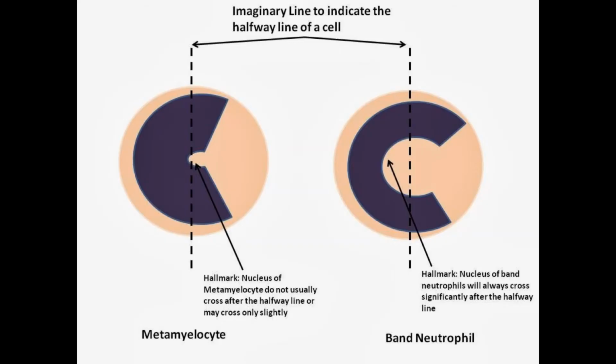This is an image showing the difference between a metamyelocyte and a band form. So more indentation means band form and less indentation means metamyelocyte.